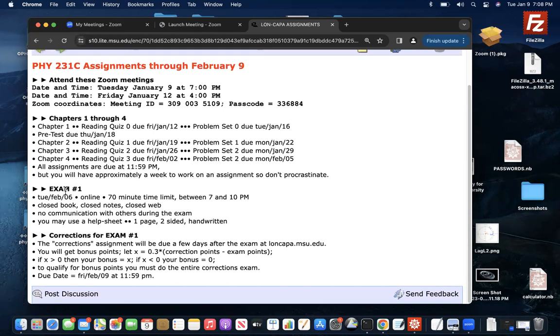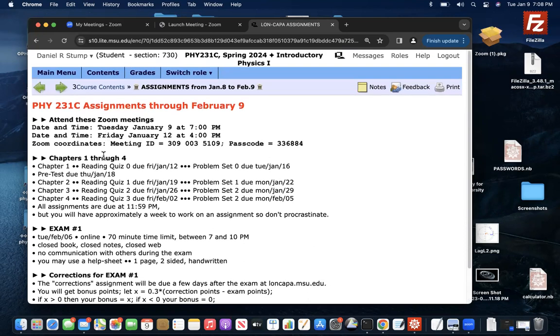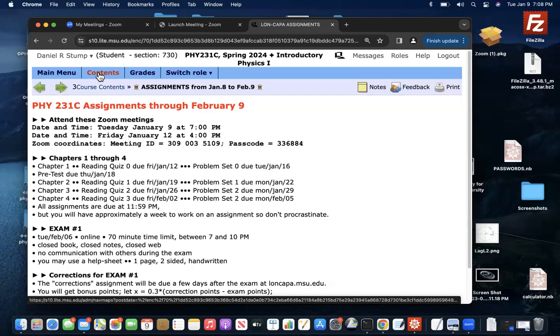Exam 1 will occur February 6th. There'll be corrections for exam 1. That's an assignment where you can get some bonus points. That'll be due February 9th, a few days after the exam. So this shows you what you have to do in the next month.